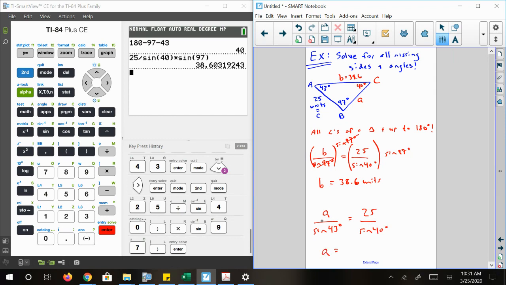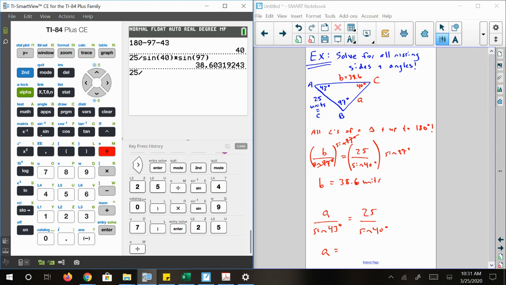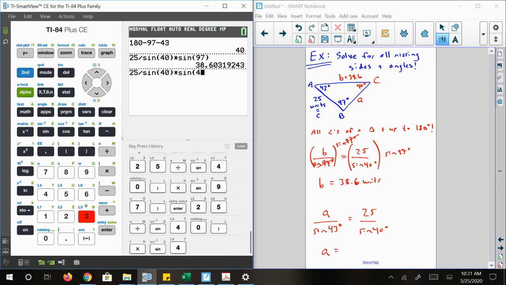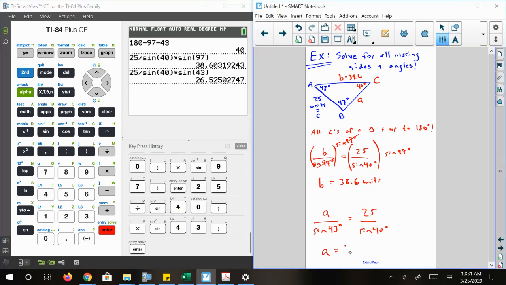Okay, so I'm going to come over here to the calculator and let's do that. So I'm taking this side and then I need to multiply it by the sine of 43 degrees. Okay, when I'm finished here, I get that side A is 26.5 units.